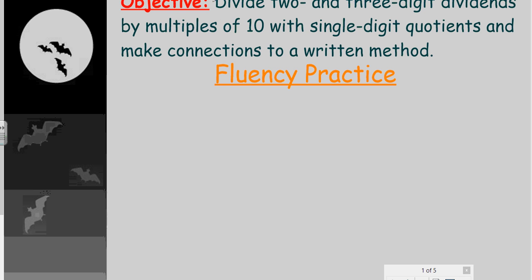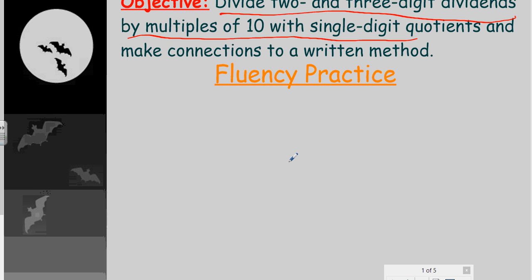As you can see, we have our objective here. You remember our objective? Our objective is our purpose. Please don't confuse this with porpoise. Porpoise is a bottlenose type dolphin. We're not talking about porpoise here, my friends. No, we're talking about purpose. We're going to divide 2 and 3 digit dividends. Remember, the dividend is the whole number part, like 365. But we're going to divide it by multiples of 10 with single digit quotients, and make connections to a written method. That sounds good to me. We'll get into more of it when we do the lesson.